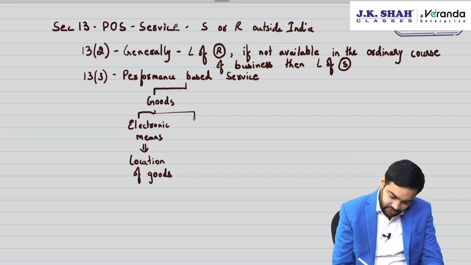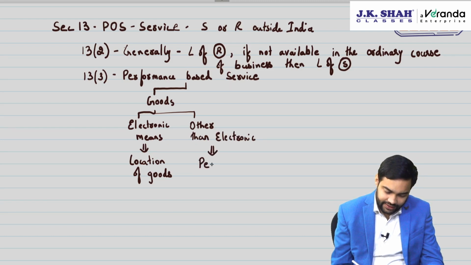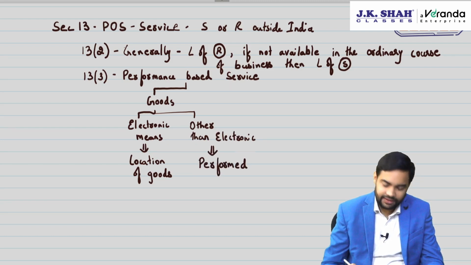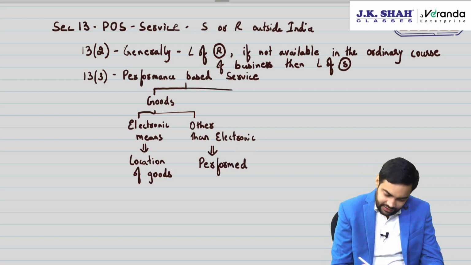Then coming to others. Say suppose it is other than electronic means. Other than electronic means, the place of supply will be where it is performed. Wherever it is performed, that would be regarded as the place of supply. Coming to individuals. Individuals where physical presence is required.